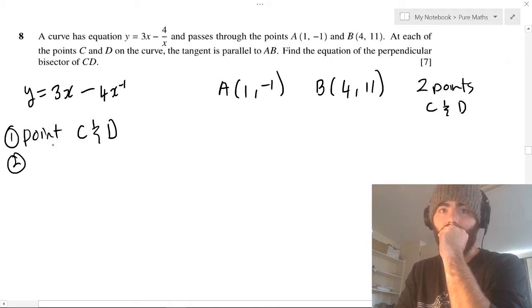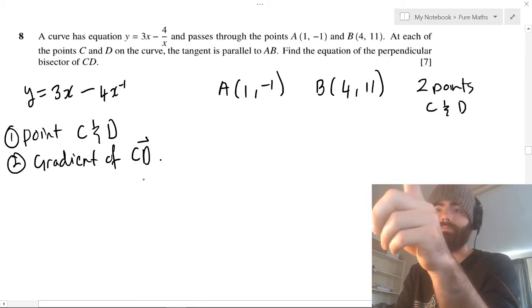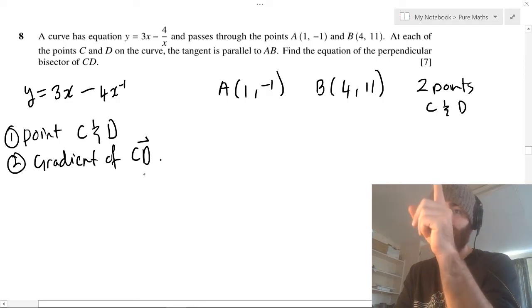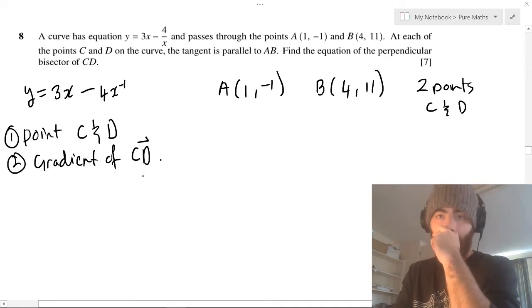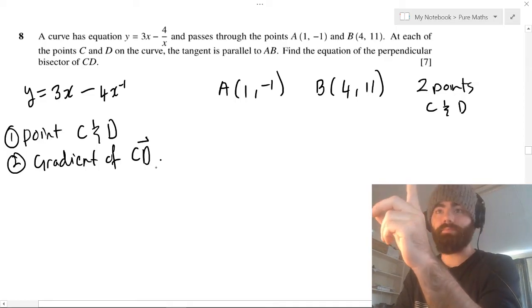Another thing we need to find is the gradient of the line CD. We can just call it line CD. Okay? And if we find those 2 things, then we can find the equation of the perpendicular bisector. Okay, so let's do that.